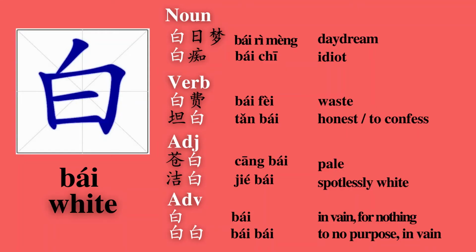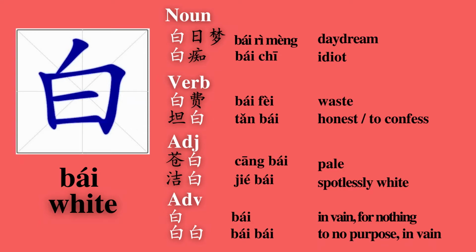The Chinese character we are learning today is the color word bai, which is white in English. Bai is a HSK2 Chinese word. This Chinese character by itself is also an adverb. Before we study this word as an adverb, let us see how this Chinese character is used as a verb, an adjective, and a noun.